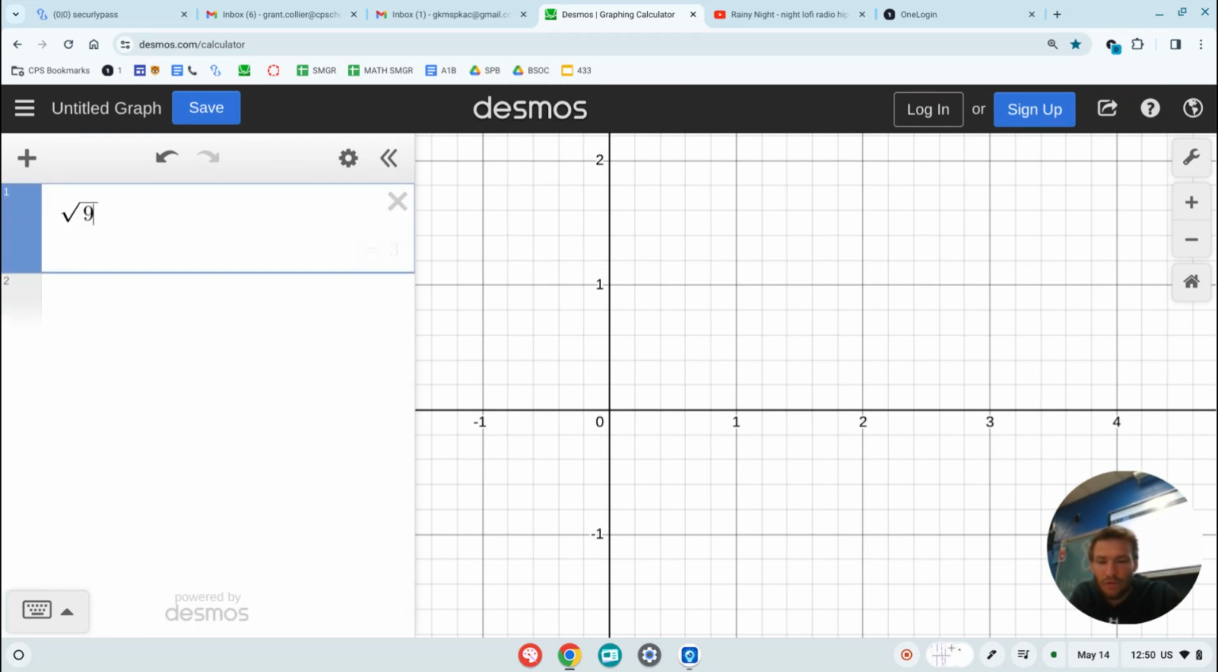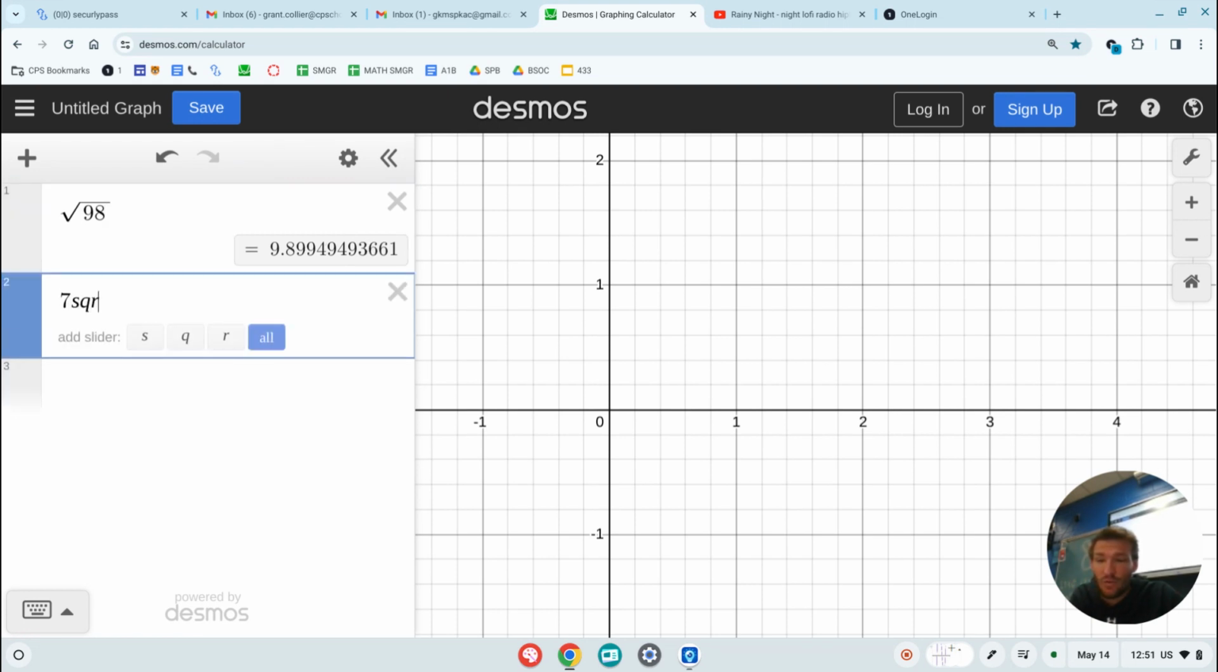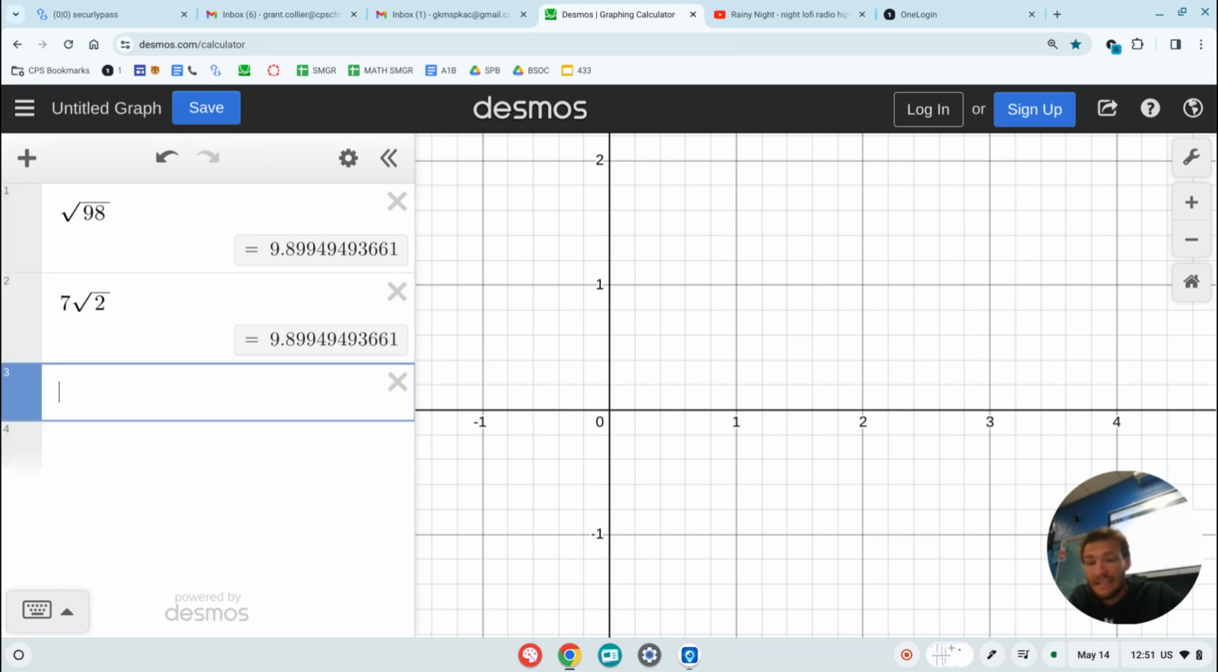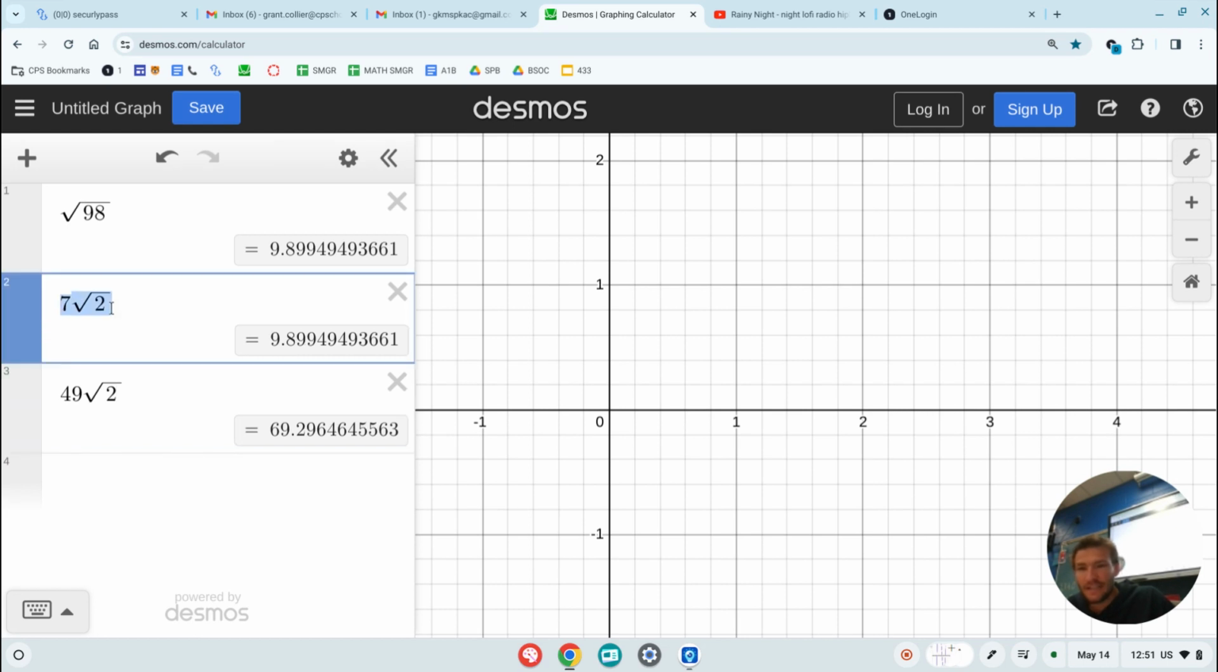We've got square root 98. That's the question. C is 7 square root 2. And D is 49 square root 2. What do you think about C or D? Any of those look good? Obviously, I hope you're following along. And letter choice C looks like the correct answer.